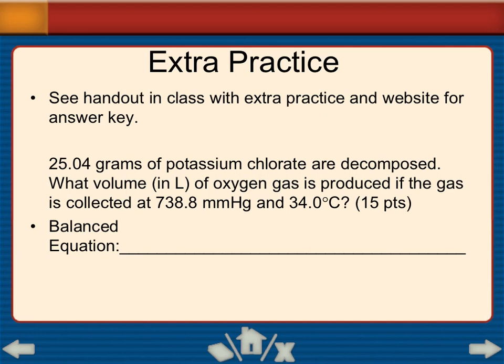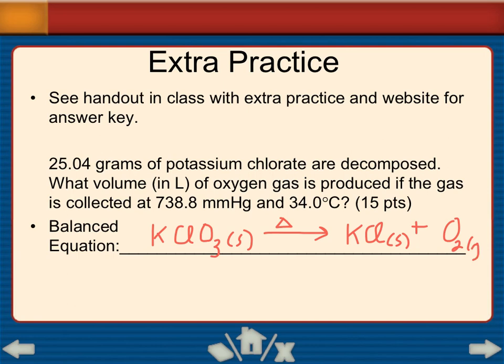Well, the very first thing we have to do is write the balanced equation. So potassium chlorate is KClO3, solid. We're decomposing it with heat, and that produces KCl, potassium chloride, solid, plus O2 gas. Once we write the balanced equation, we see that 25.04 grams of potassium chlorate are decomposed, and the question is what volume of oxygen gas is produced.